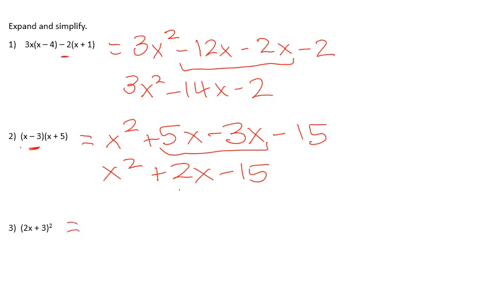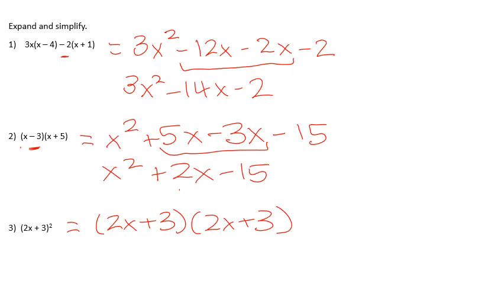The last one, remember this is a binomial because there are 2 parts to it, the 2x and the 3. Anytime I'm squaring a binomial or a trinomial, something with multiple terms separated by addition or subtraction signs, I have to write it out. I can't just square the first and the last terms. So 2x plus 3 squared means 2x plus 3 times 2x plus 3. And now I'm back to doing exactly what I did in number 2. I'm going to distribute the 2x by the 2x and the 3, and then the 3 times the 2x and the 3.